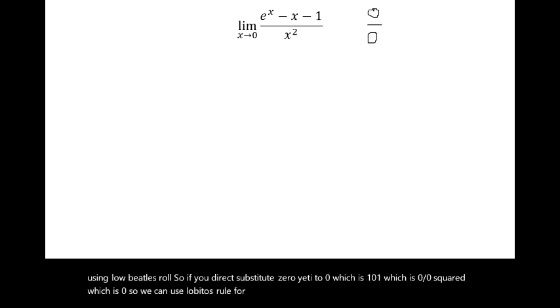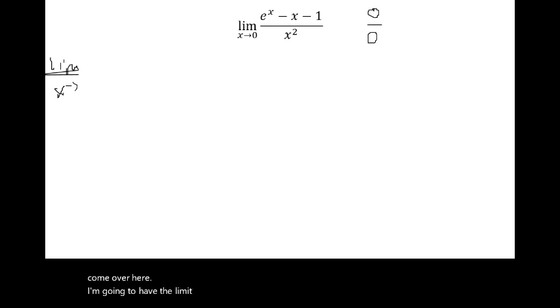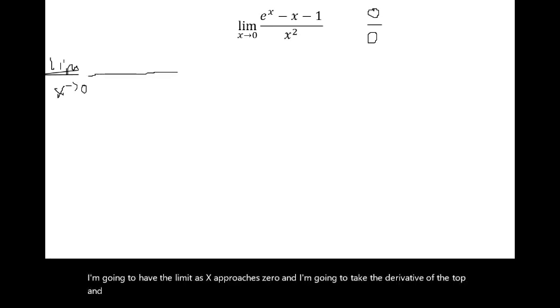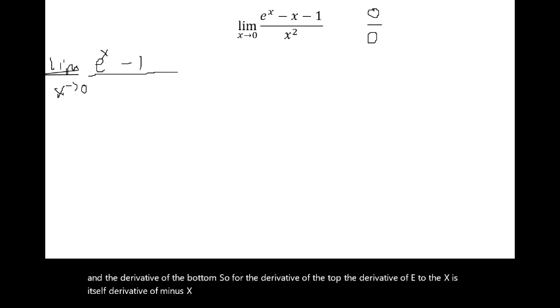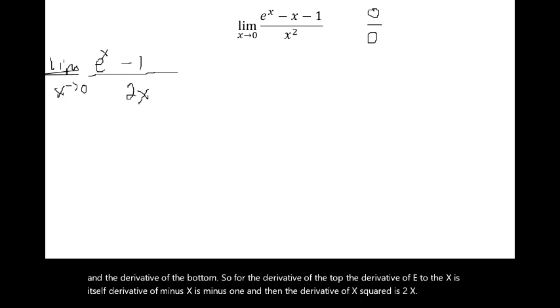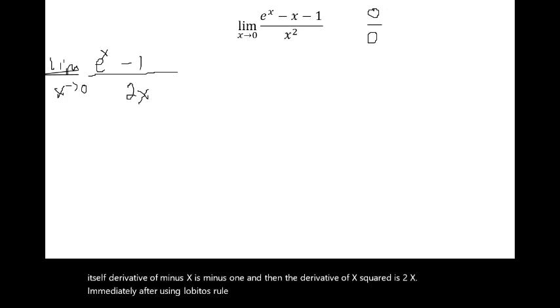So what I'm going to do is come over here. I'm going to have the limit as x approaches 0, and I'm going to take the derivative of the top and the derivative of the bottom. For the derivative of the top, the derivative of e to the x is itself. The derivative of minus x is minus 1. And then the derivative of x squared is 2x. Immediately after using L'Hopital's rule, you should always try direct substitution again.